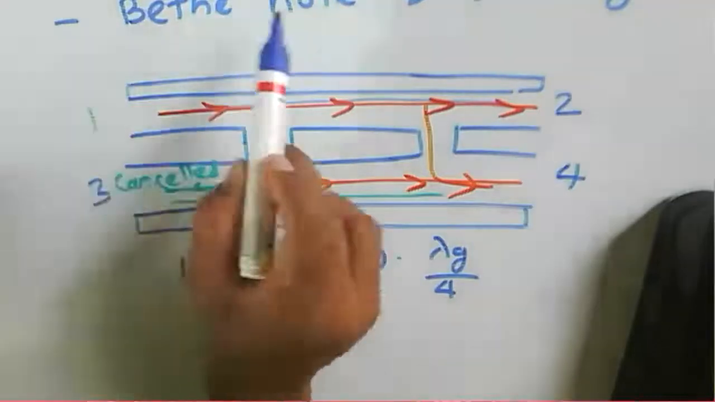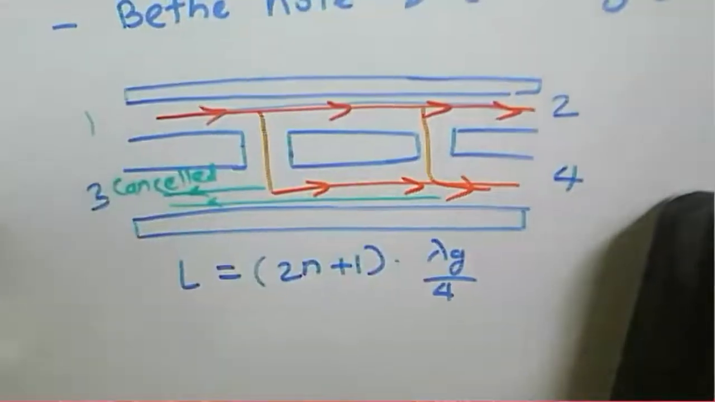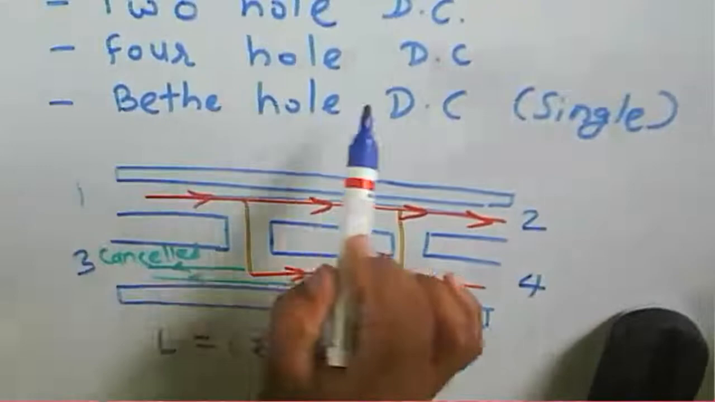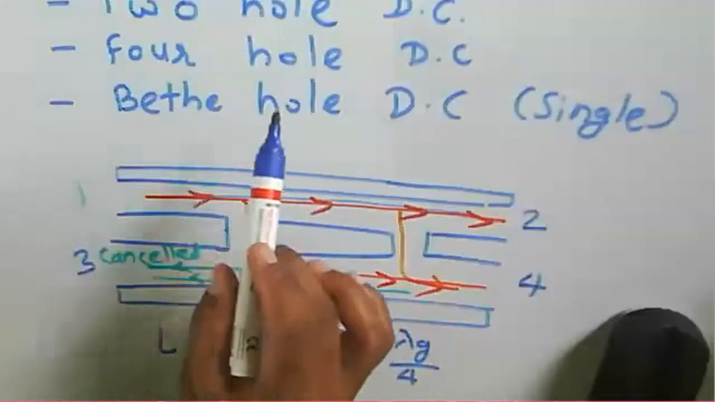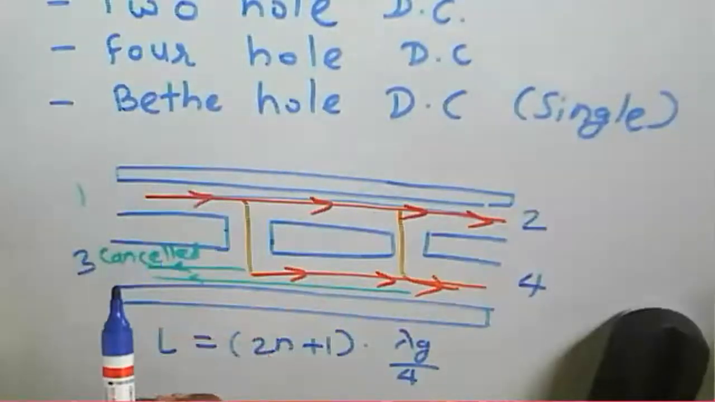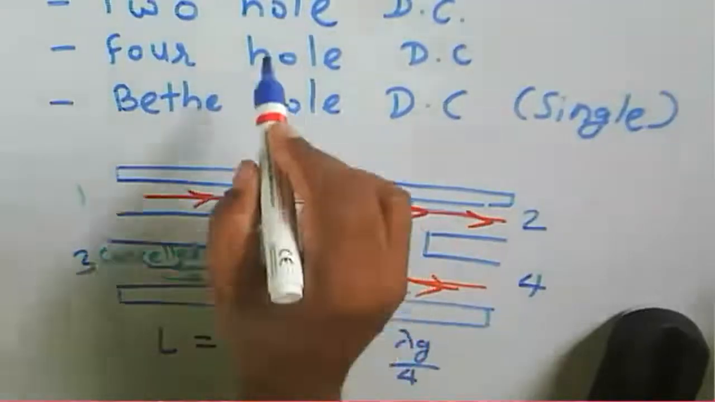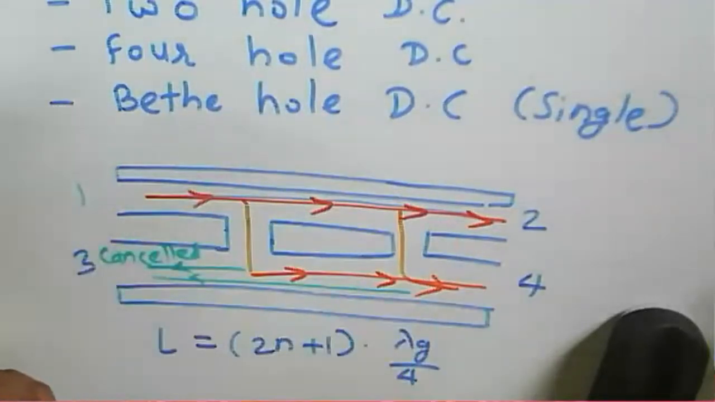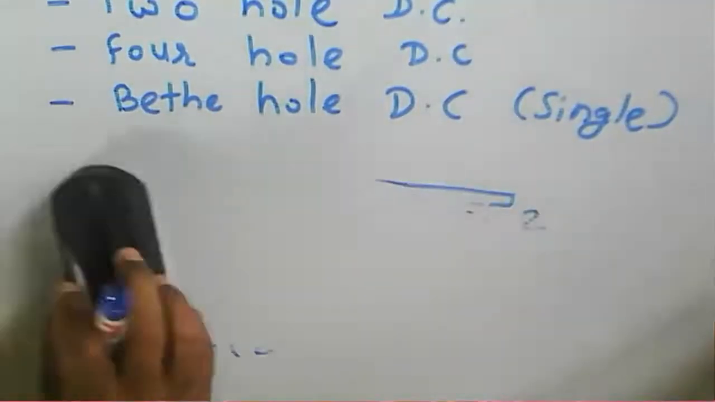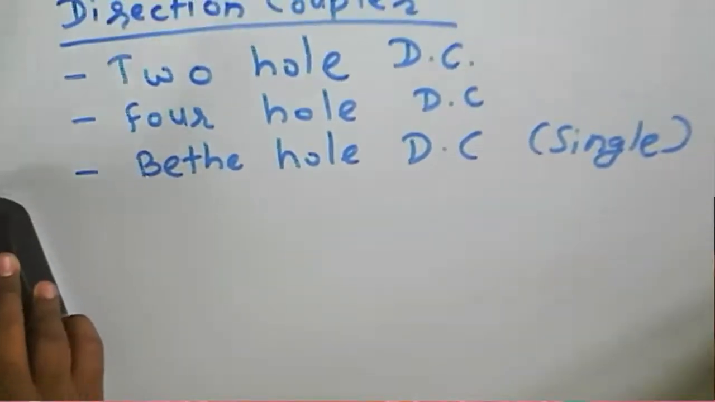There is another coupler, the four hole directional coupler. Again it works in the same way: according to the number of holes, the power coupling takes place accordingly. Next we will see another component, which is an isolator.